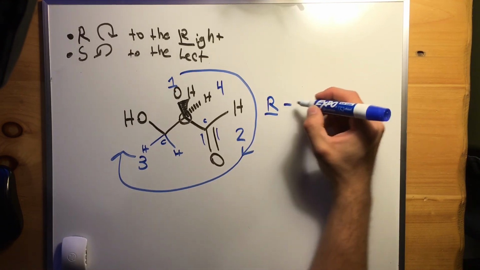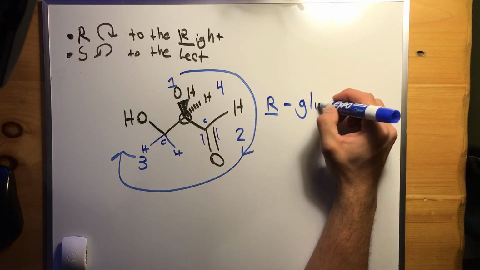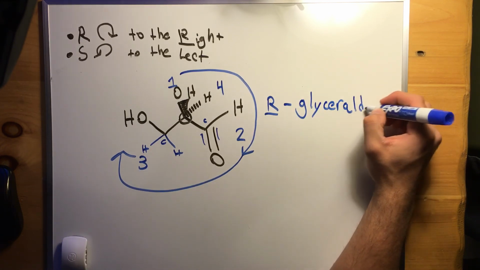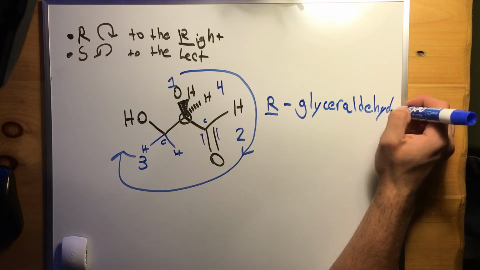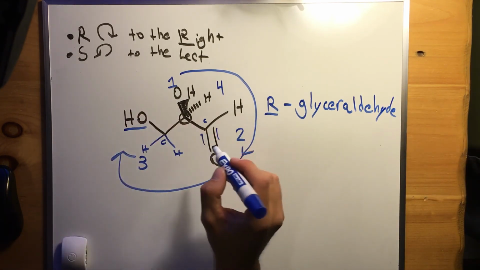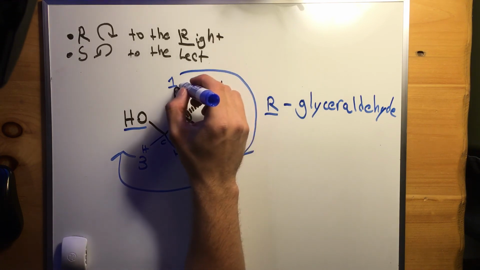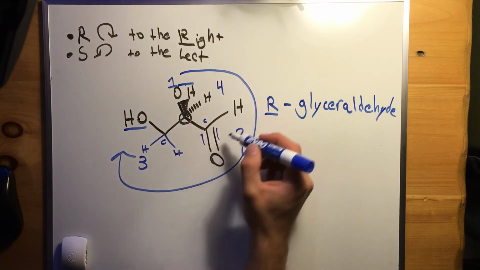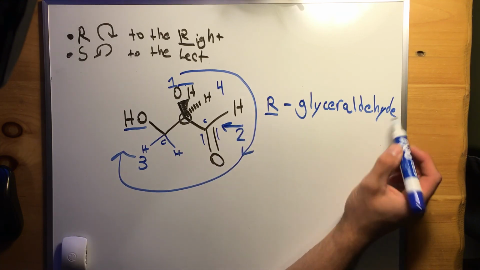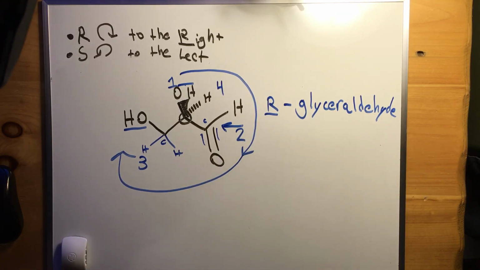And in case you're wondering, this is R-glyceraldehyde. Little functional group review here too. We've got an alcohol group or hydroxide, another one here, and then an aldehyde group here, which is why this is named an aldehyde, because that's the highest priority functional group.